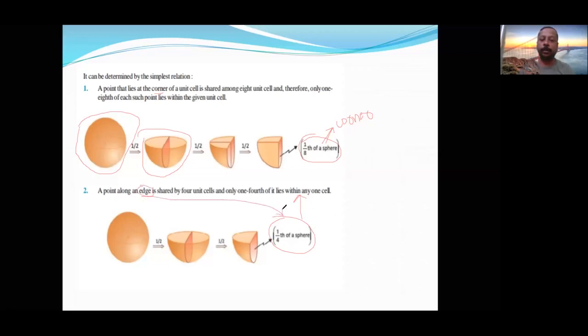Now let us see about the face center. Contribution of edge center is 1/4. Contribution of corner is 1/8. Contribution of face center is half. How it is? That we are going to see here.